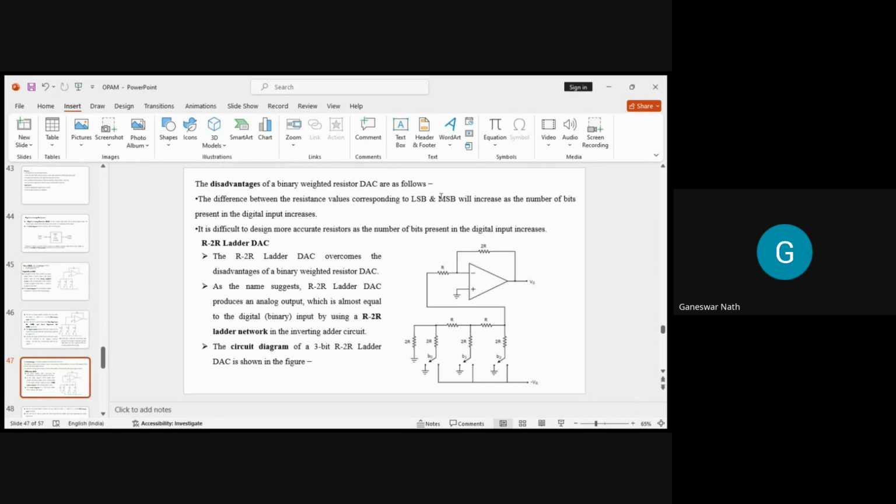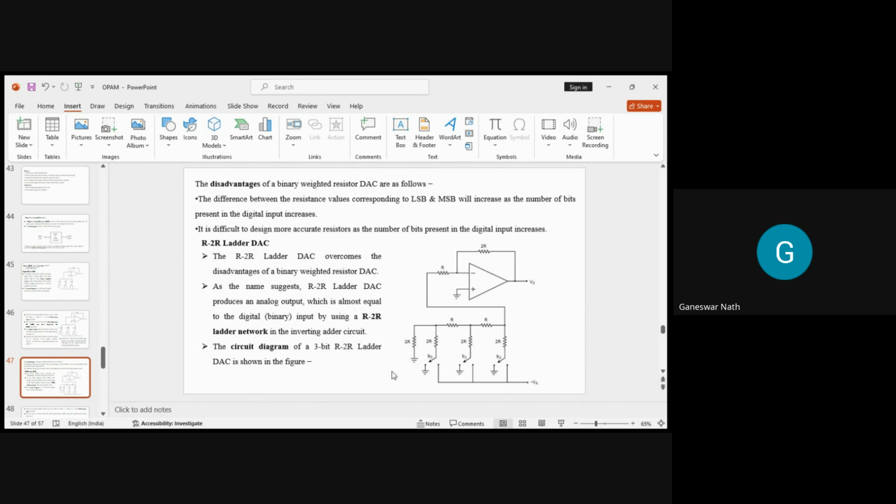Now we are coming to the R-2R ladder DAC. This overcomes the disadvantage of the binary weighted resistor DAC. As the name suggests, the R-2R ladder DAC produces an analog output almost equal to that of the digital binary input by using the R-2R ladder network in the inverting adder circuit.